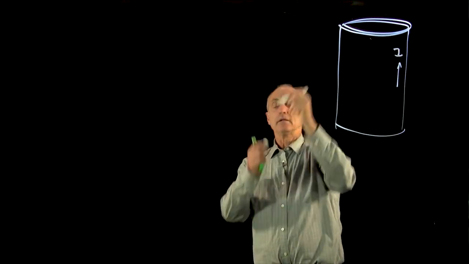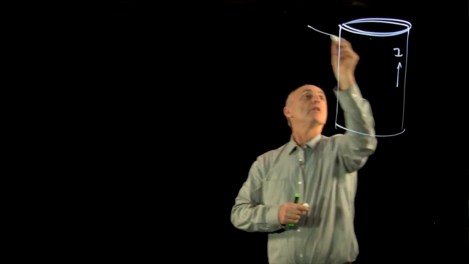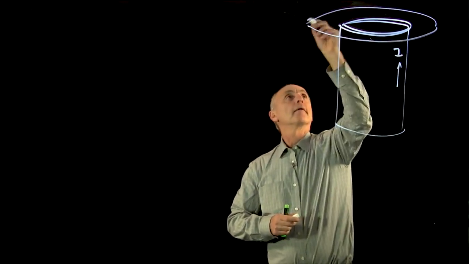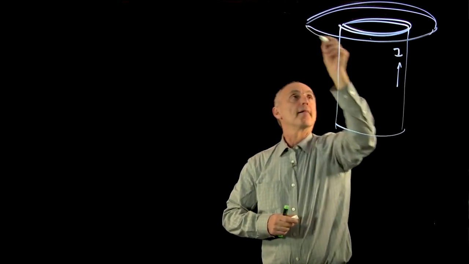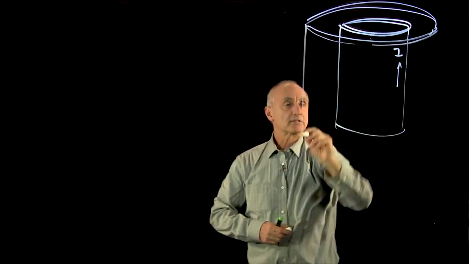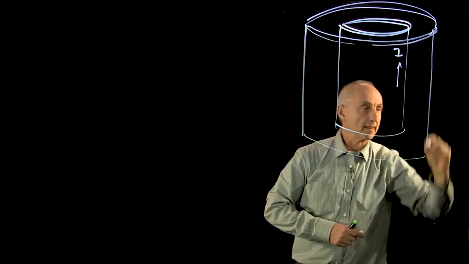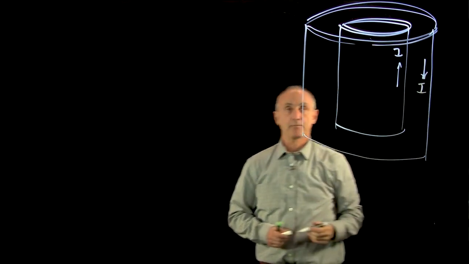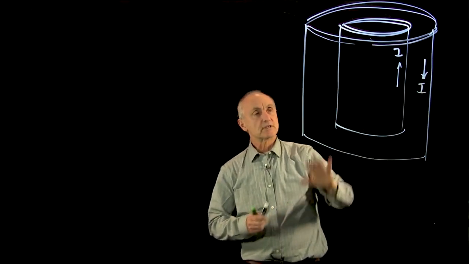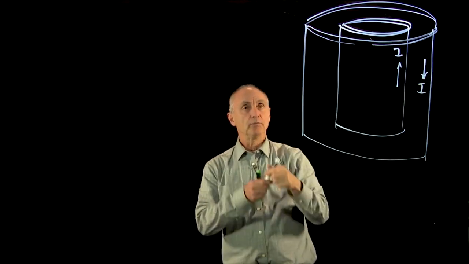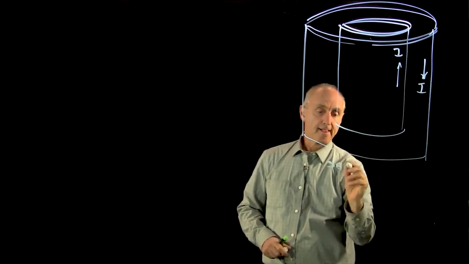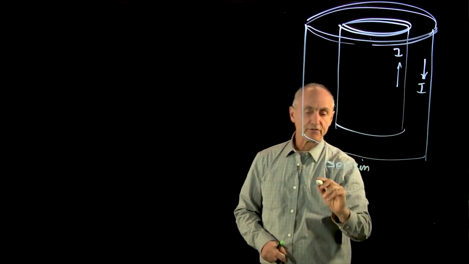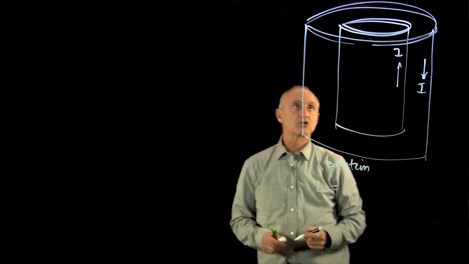And surrounding that is another shell. And that's, draw it like that. And on the outer shell, there's the same current coming down. Now, this is only a section of this cable, so we have a section here. And I'd like to calculate the self-inductance of this section.